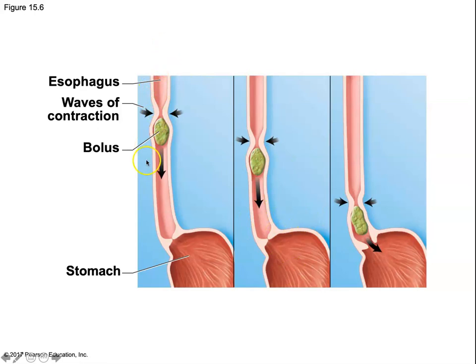So here is going to be our esophagus. We're moving the bolus down into the stomach. What we're going to see is this wave-like contraction that's going to move the bolus. That's peristalsis. And like I said, it has no role in mechanical or chemical digestion. It's just a transport method.